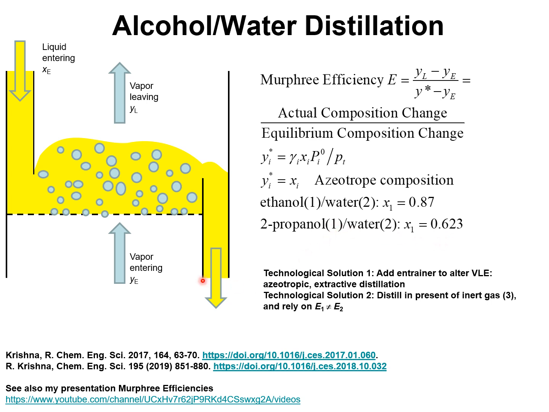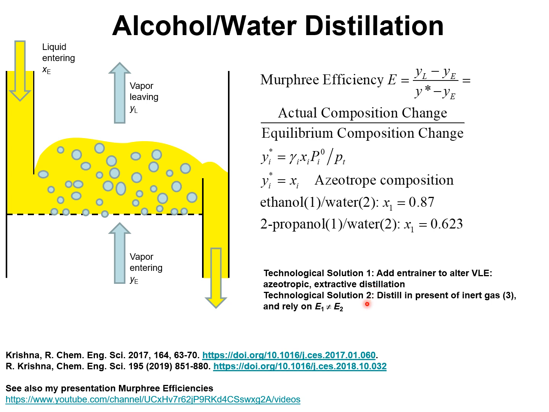And there is no driving force for vapor-liquid mass transfer if the composition of the liquid on the tray corresponds to the azeotropic composition. There are two technological solutions that are possible. The most commonly used one is to add an entrainer to alter the vapor-liquid equilibrium. And we have azeotropic and extractive distillation operations that are energy intensive.